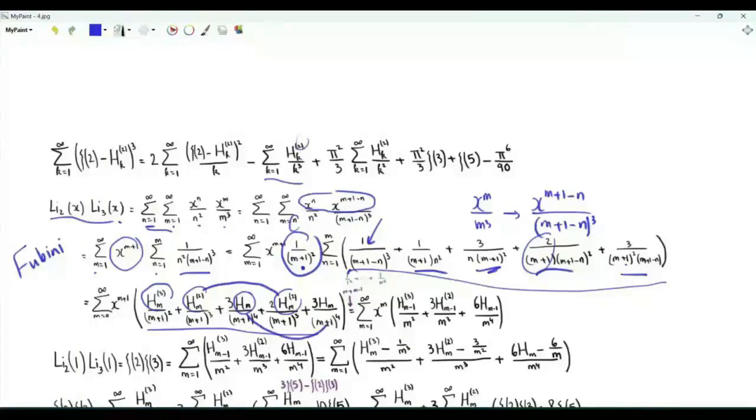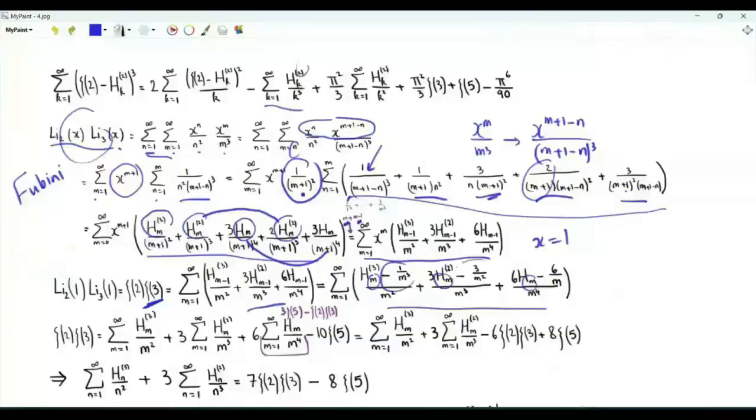Combine these two terms and these two. Change the summation index from m to m minus 1. We obtain this sum. If x is equal to 1, the left-hand side is the dilogarithm of 1, which is zeta of 2, times the trilogarithm of 1, which is zeta of 3. Write down the summand in terms of the nth harmonic or generalized harmonic numbers. When we consider these terms, we get minus 10 times zeta of 5.